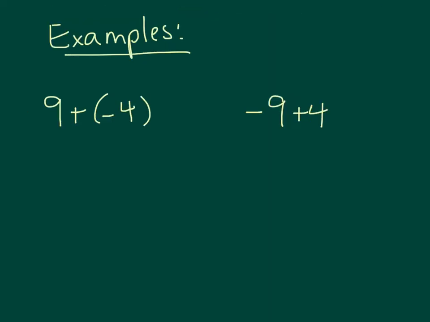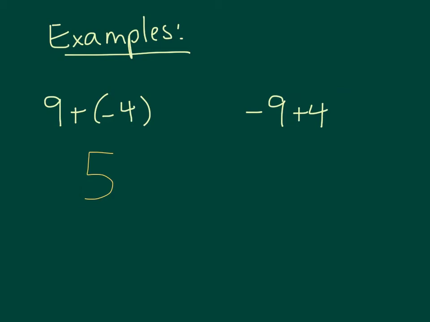For example, if I have 9 plus negative 4, first thing I'm going to do is forget about the signs, subtract their absolute values. So 9 minus 4 is 5. And then I'm going to say, okay, is it going to be positive or negative? Well, my 9 has a bigger absolute value than a negative 4. And since my 9 is positive, my answer stays positive.